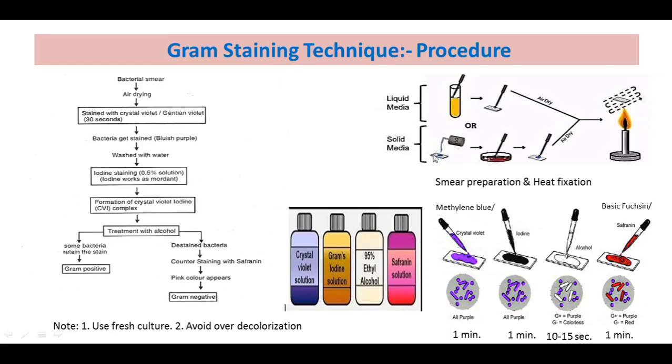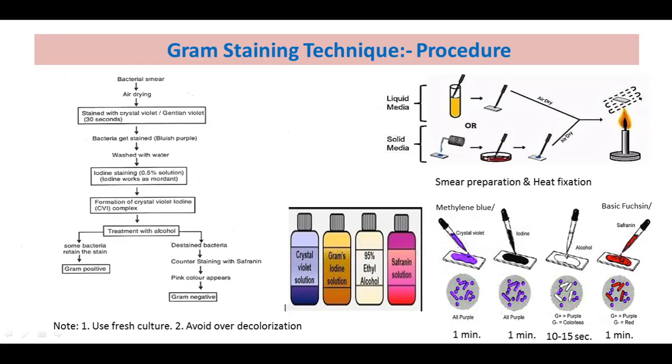Then spread the culture in a thin uniform layer and let it dry. Then pass it through the flame of the burner three to four times quickly with the smear facing up. That results in heat fixation of the microorganisms to the slide.